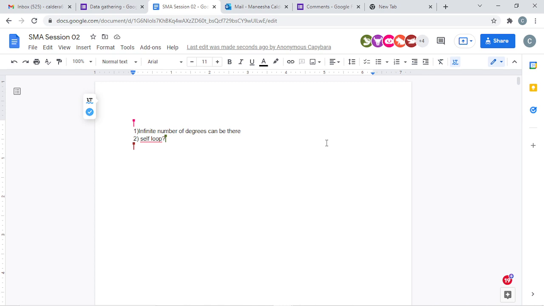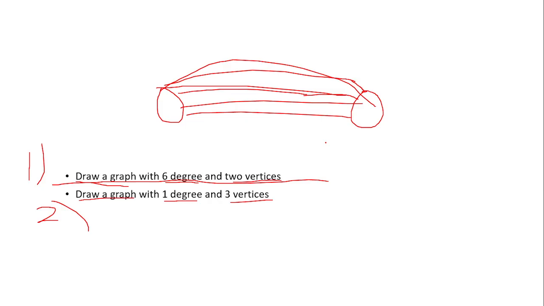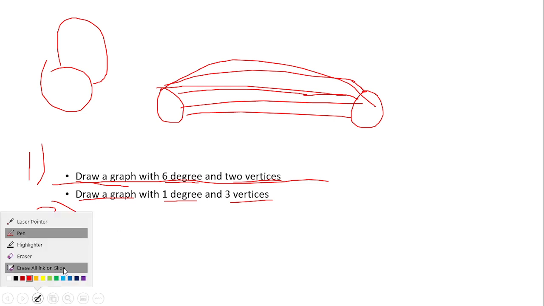Yes, there's an answer. Self loop. All right. A self loop is a loop like one edge with one vertex. Yeah, 6 degree. All right.